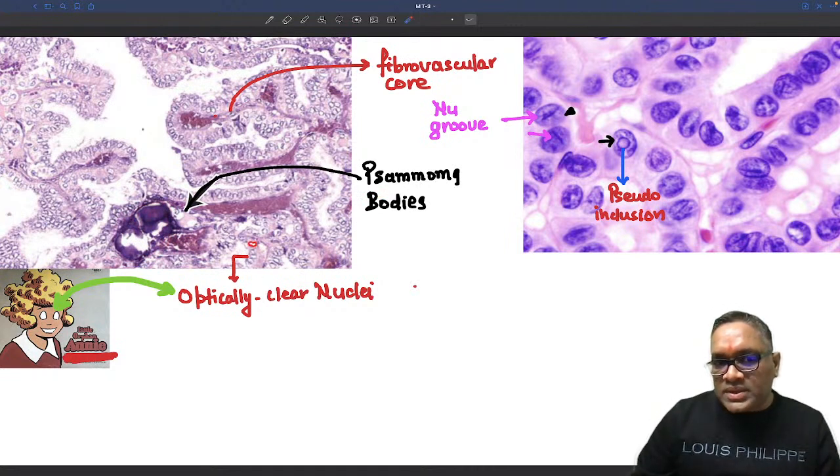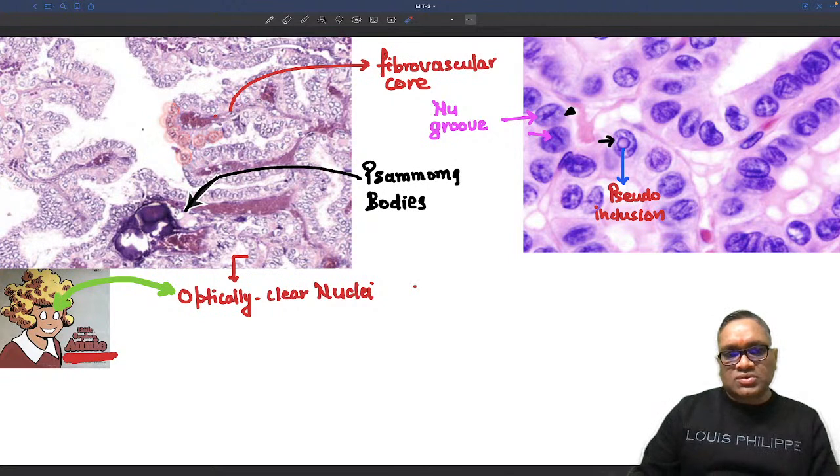But you can notice all the nuclei. Can you see all the nuclei are looking clear? All the nuclei are looking clear. There is no nuclear chromatin. So this looks like Orphan Annie. So this optically clear nuclei is called Orphan Annie eye appearance.